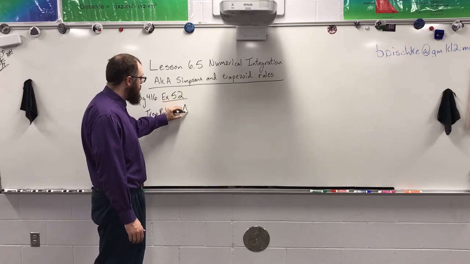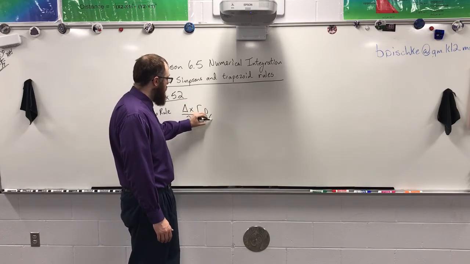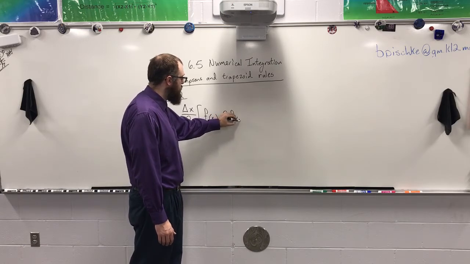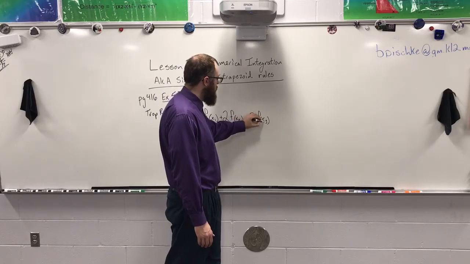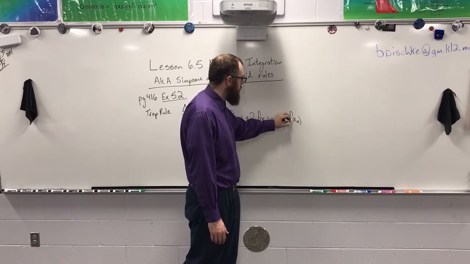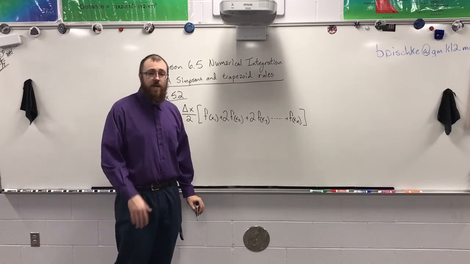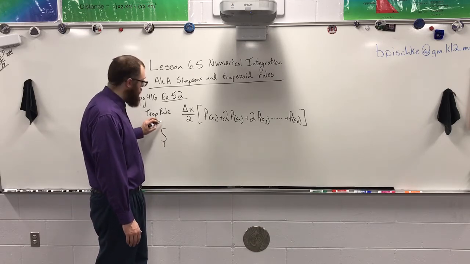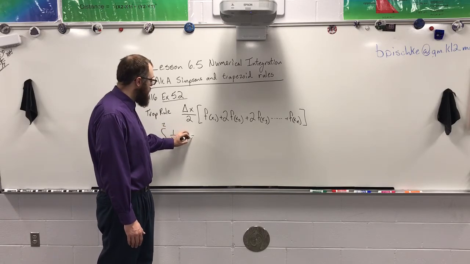So just to remind us of the trapezoidal rule, it's delta x over 2 times f of x1 plus 2 times f of x2 plus 2 times f of x3, etc., down to f of xn. Remember, there's only one of each end point. Now they want us to calculate, in example 5.2, the integral from 1 to 2 of 1 over x with n being 10.